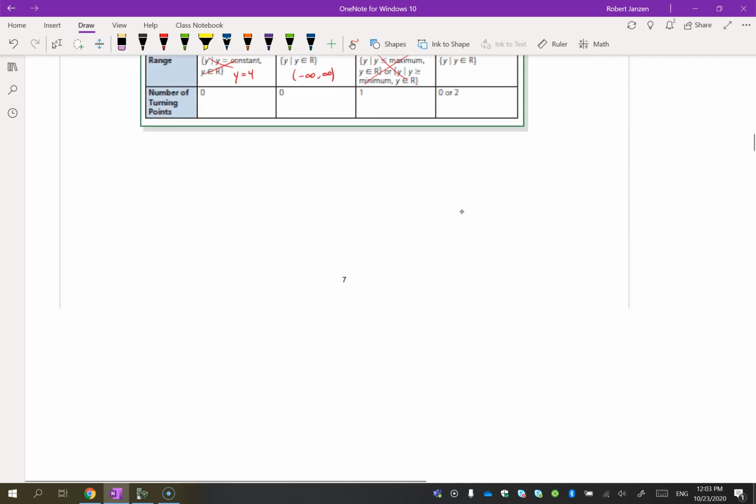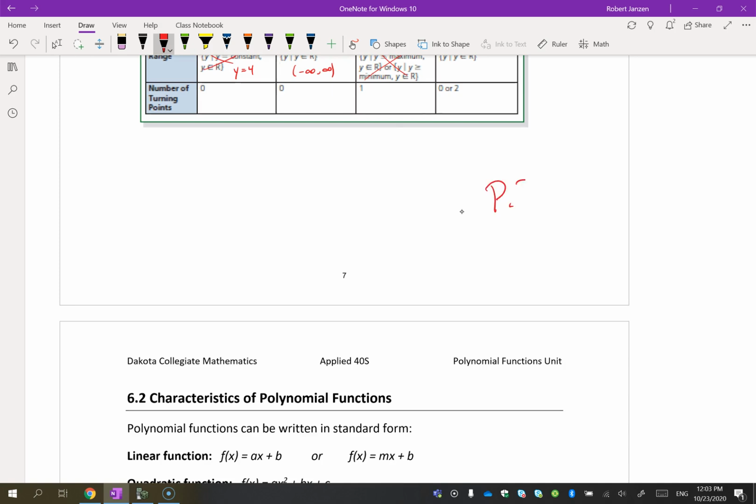Okay, and I have some homework for you to try. If you could do page 383, numbers 1 to 4.